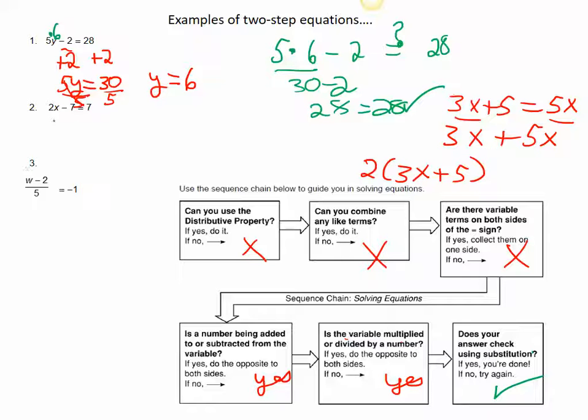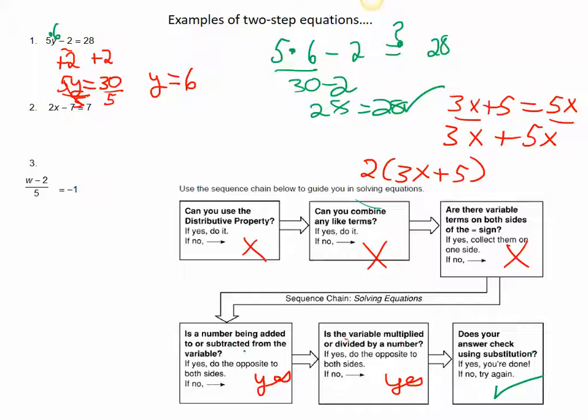Let's look at number 2 and do the same thing. Can you use the distributive property? Nope, no parentheses. Can you combine any like terms? Nope, on this side there's only one x and a minus 7. Those aren't like terms. Are there variable terms on both sides? Nope, the x is just on the left side. So we'd go right to this one.